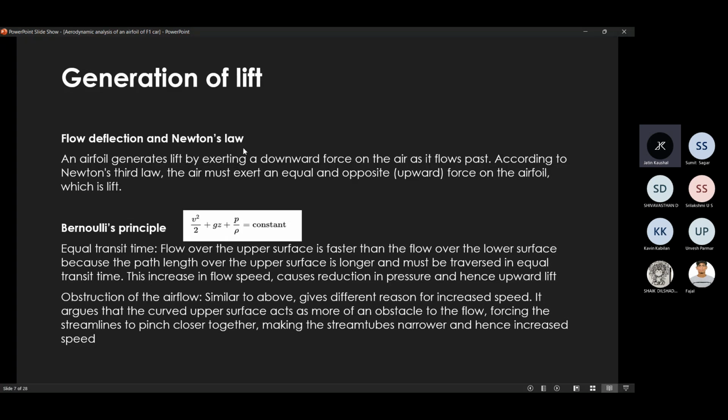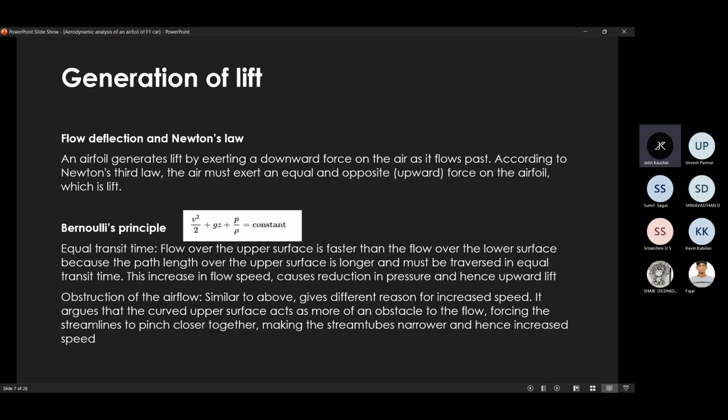So any doubts regarding Newton's law, or how Newton's law explains the generation of lift? No. Okay, if there are no doubts, then we'll go with Bernoulli's principle.